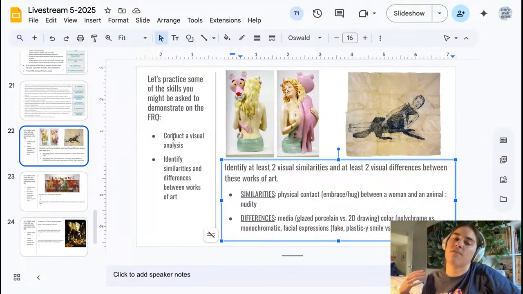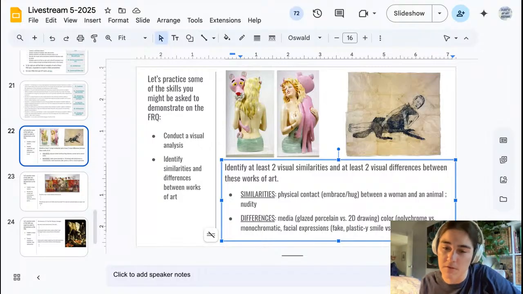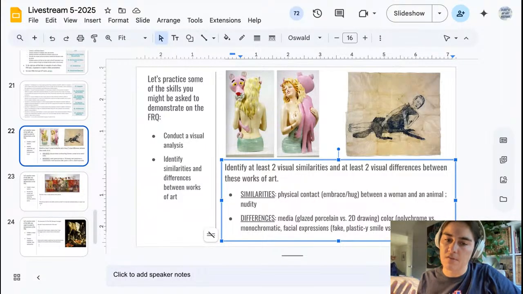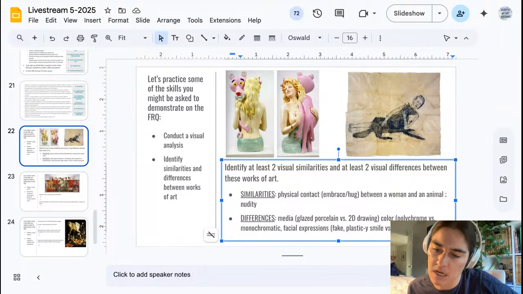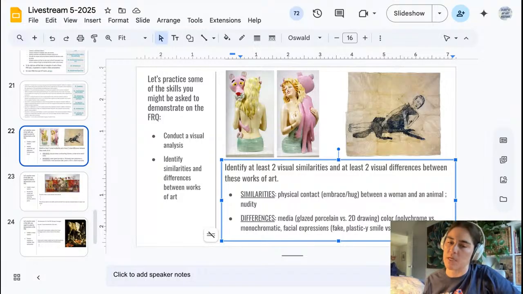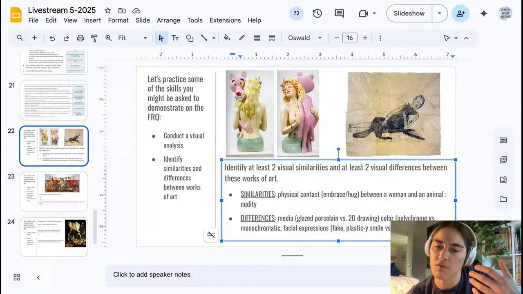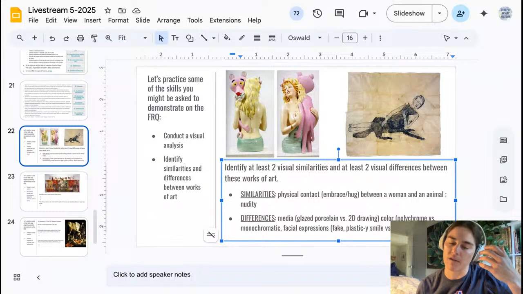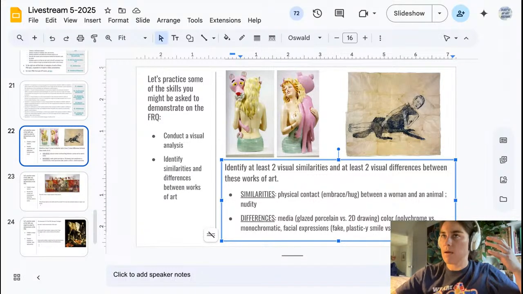So whereas Pink Panther is presenting this almost exaggerated, male gazy ideal, in Lying with the Wolf, we have this very frank and kind of subversive depiction of the female form. It's contradicting our expectations in terms of relationships between women and animals, as well as this idea of women's bodies supposed to be projected as these very appealing things.